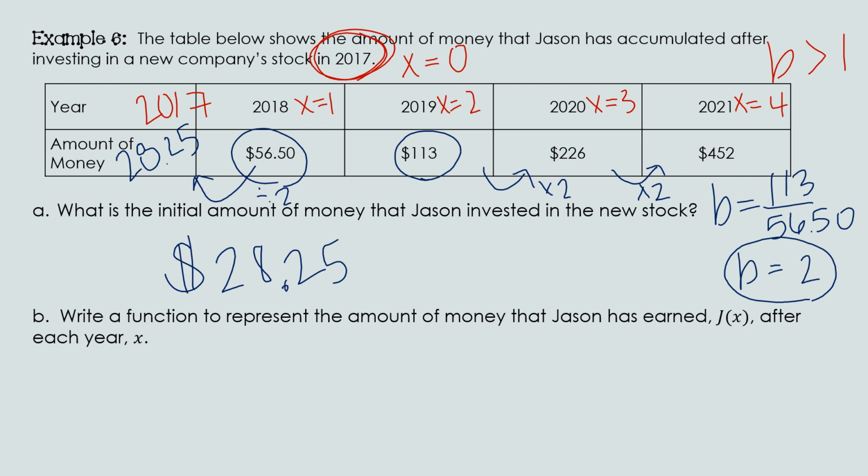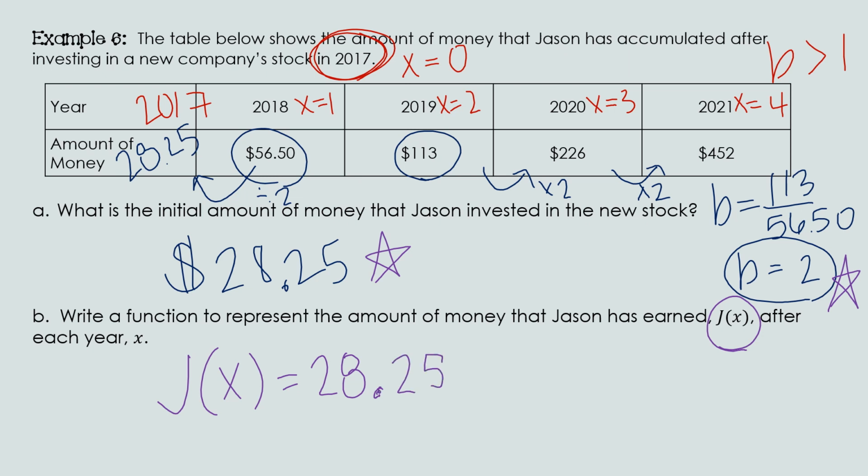So now we can write the function because I have the initial value. It's $28.25 and I have the base, and that's all we need to be able to write the function. So we can write j of x equals 28.25, and don't put a dollar symbol in here. You're writing the function. So when you are writing a function in math, an equation, you're not including the units. You would include units in your answer if you're plugging something in or finding an output. And then my base, which is 2, and then this would be to the x power.